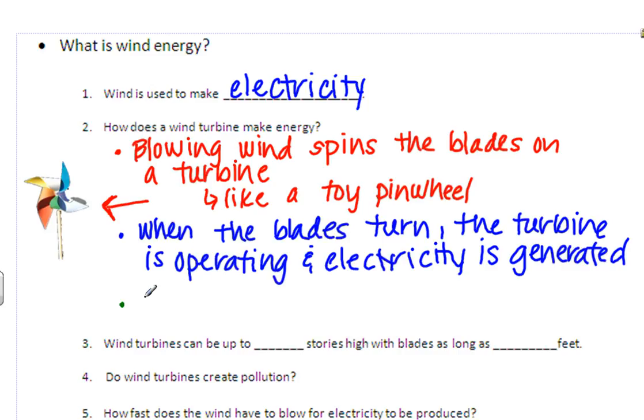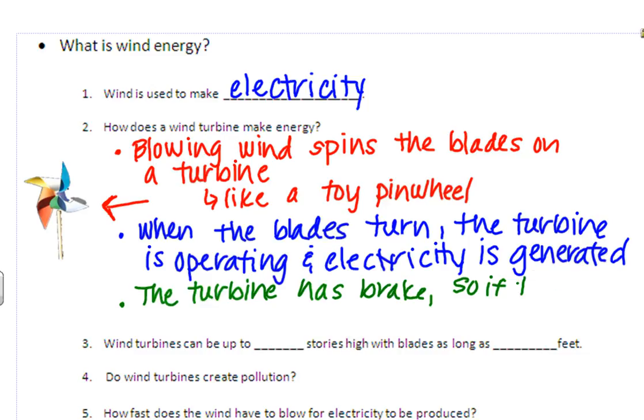And the interesting thing is, what happens whenever the winds are blowing really hard, like you're having a big storm, or what happens if there's tornado winds? What happens to the turbines then? Well, the turbine has a brake. So if the wind blows too hard, the brake can stop the blades from being damaged.